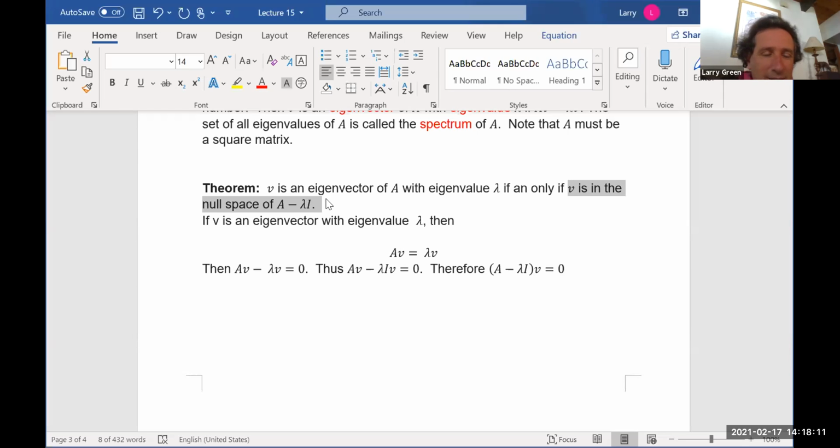Hopefully you remember that. A minus lambda I is just a matrix. You can think of it as like B. B times V equals 0.